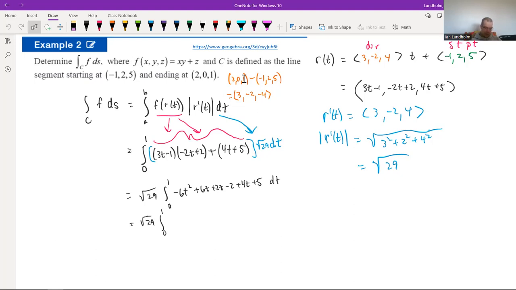We're going to clean this up. Negative 6t squared. We've got 6t, 2t, and 4t, all of them being positive. Okay. So that's 12t. And negative 2 plus 5 is plus 3.